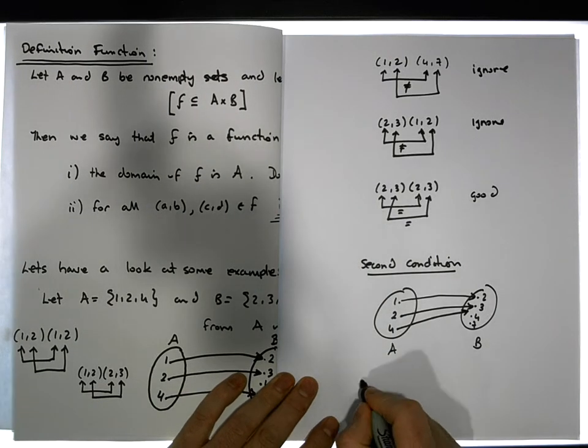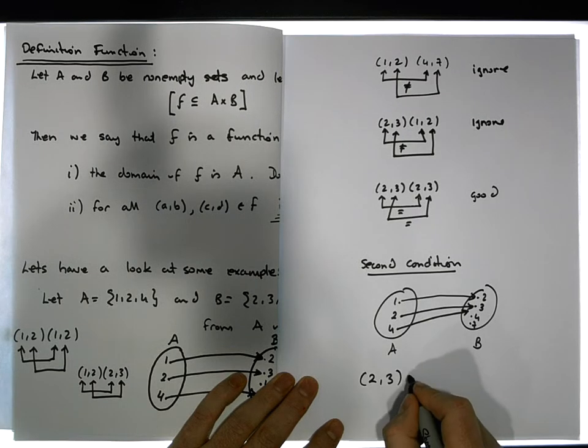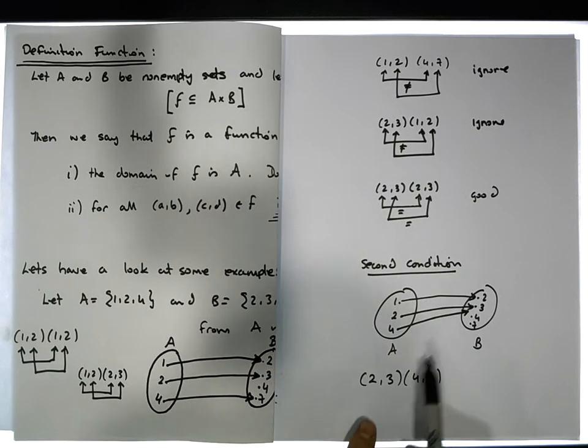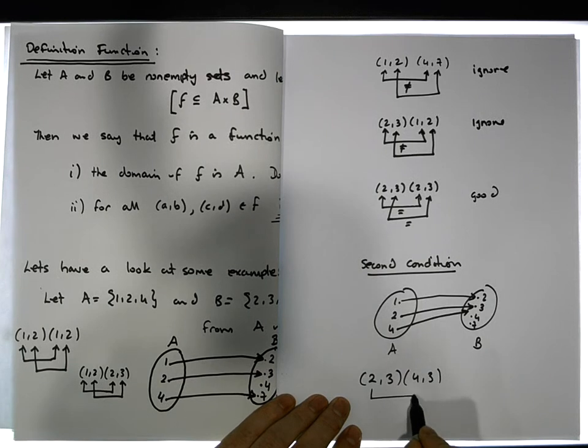So we have 2 goes to 3, and we have the ordered pair 4 goes to 3. Okay, so we have the ordered pair 2 goes to 3, and we have the ordered pair 4 goes to 3. So what about this as another example here? Well, we don't need to worry about the second condition because these two values are not equal. We only need to worry about the second condition if these two values are the same.